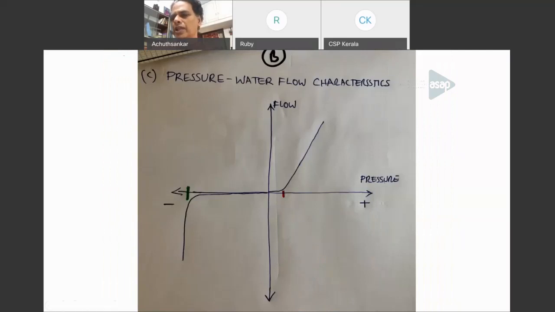Okay. You see the positive direction. You see a small red mark. That red mark shows the cut-in pressure, or in the terms of the electronic diode, cut-in voltage. Only when there is pressure up to that value, the diode will start conducting, or the valve will start to let the water flow. After that, if you increase the pressure, the lid will open more and more water will flow. The more the pressure, the more the water.